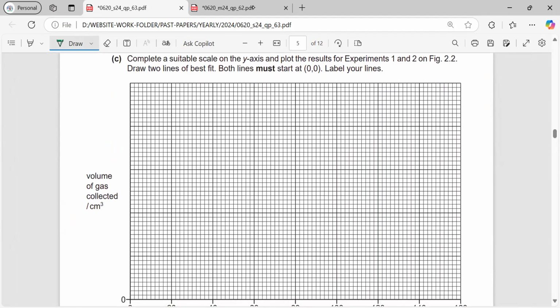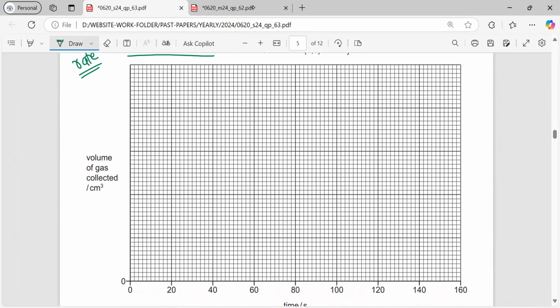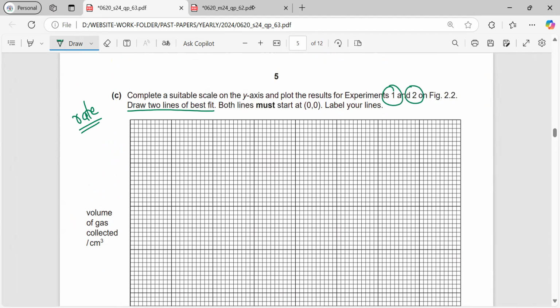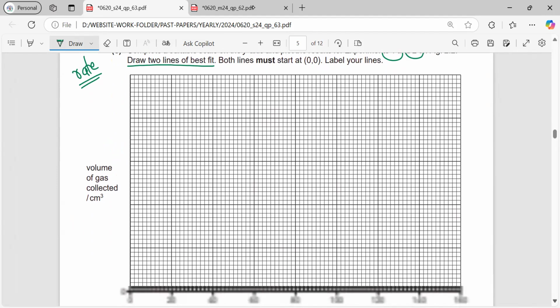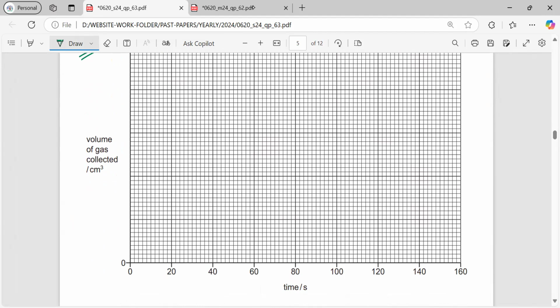Now, we have to plot the graph and we have to draw the lines of best fit. Now, as it is a rate of reaction, in the rate question, we always get curves. So we have to draw the curves of best fit over here. Okay, let's draw. Volume of gas collected. And we have to draw for both experiments, experiment 1 and experiment 2 both. The first one, time taken, the scale is already here. And for the gas collected, we have to find it out.